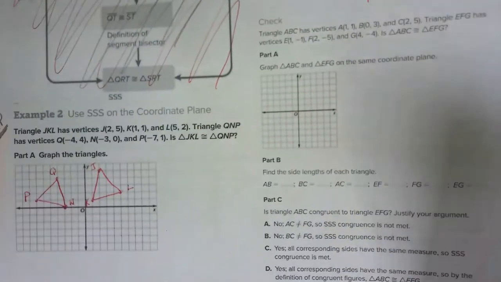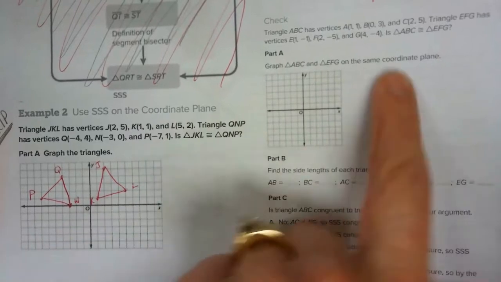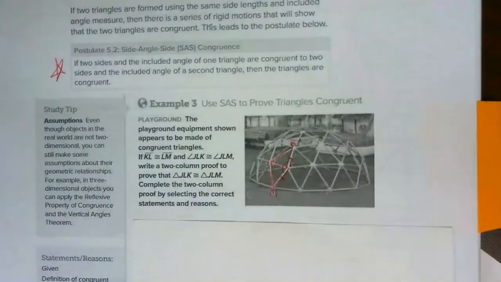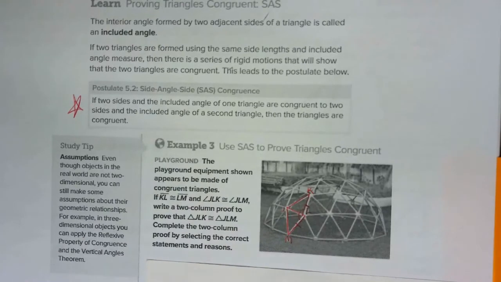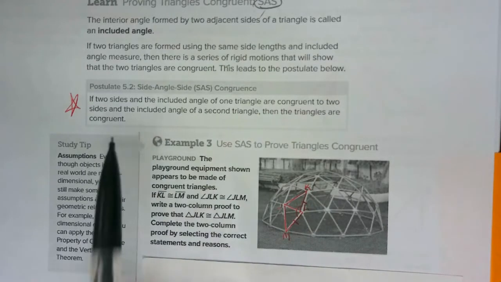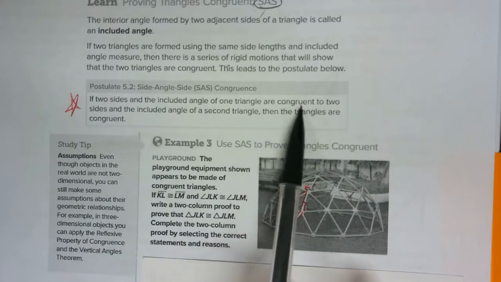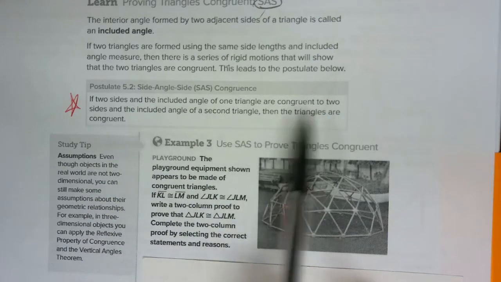Okay, on the next piece, example 2, we are not going to figure out if these triangles are congruent on a coordinate plane, so we're going to skip that part, and we're going to go over here to the next part. And we're going to prove if these triangles are congruent again, but now we get to use side, angle, side. So if two sides and the included angle of one triangle are congruent to two sides and the included angle of a second triangle, then the triangles are congruent.